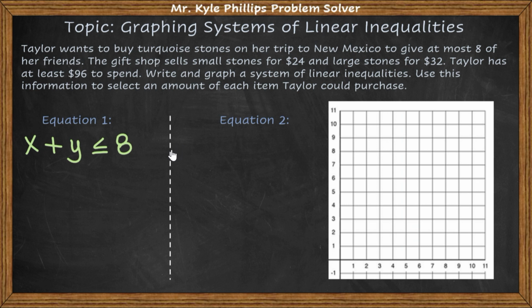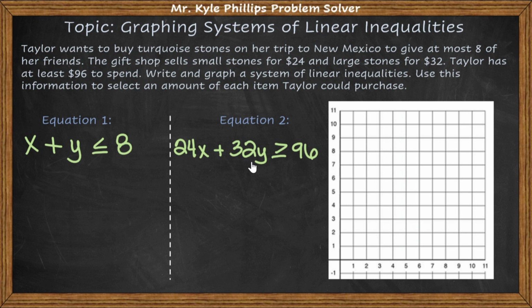Next, we have a small stone for 24, so I'll make that X. And then we have a large stone for 32. We can make that Y. And she has at least $96 to spend. Now, at least you want to think less than or equal to, but here that's actually going to be greater than or equal to. So think about this. If I said you need to bring at least $5 to go on a field trip, can I bring $5? Yes. Could I bring $6? Yes. Could I bring $4? No. So I need to bring 96 or more.